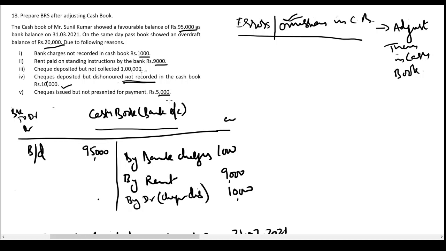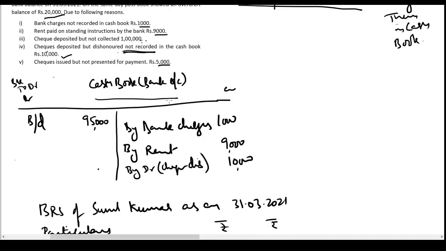We have to wait for the banker also to pass the entry. We have to wait for the creditor to present the check in the bank and take the payment and the entry to appear in the passbook. So till that time, our cash book, whatever we have done is not wrong. So there is no error here. So we are not going to change it. So the errors in the cash book we have adjusted.